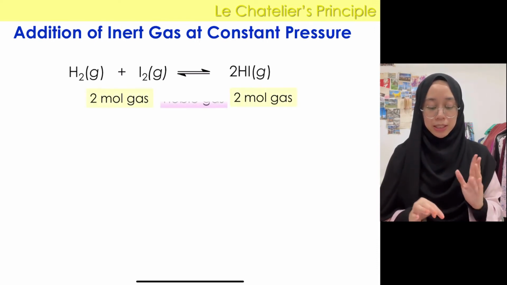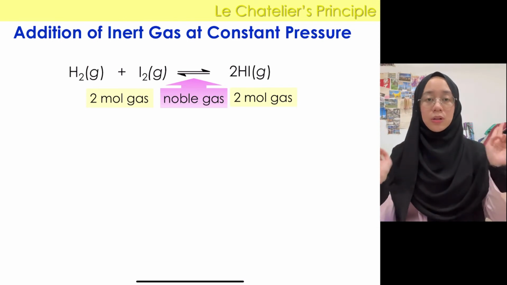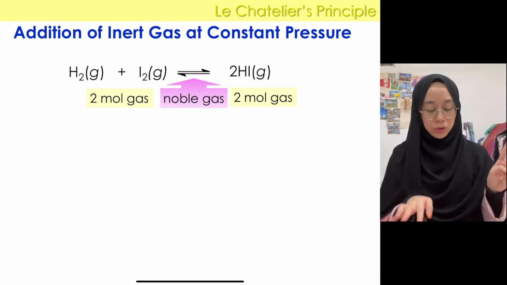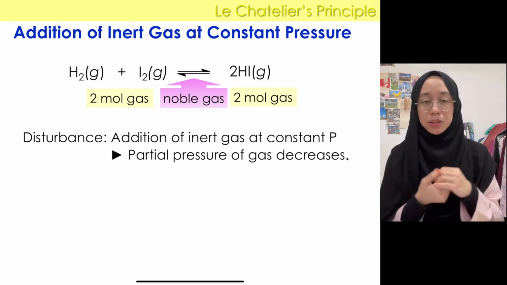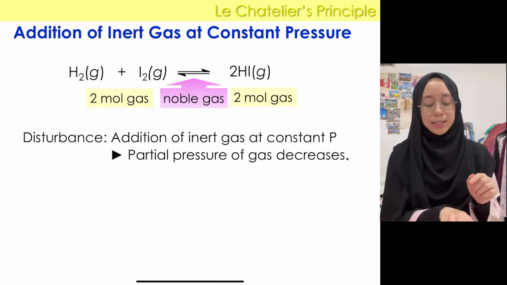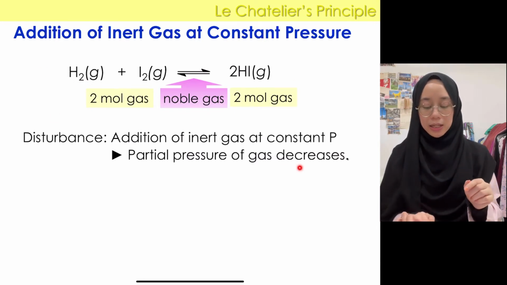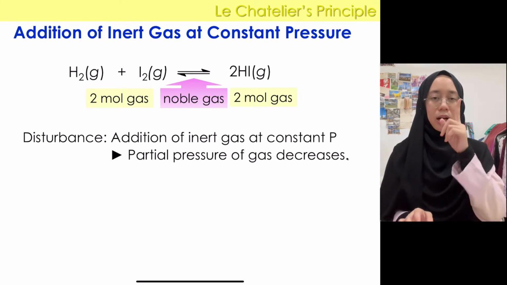Okay, so let's say kita tambah juga kat sistem ni, whereby this system pula both side 2 mole 2 mole. So disturbance dia adalah kita masukkan noble gas dekat situ. Okay, kita masukkan noble gas. So supposedly the partial pressure of kita punya gas kat sini semuanya akan jadi decrease. Okay, so kita akan try untuk naikkan balik the pressure.